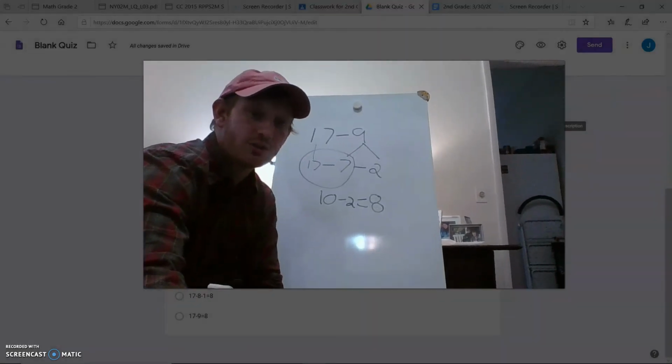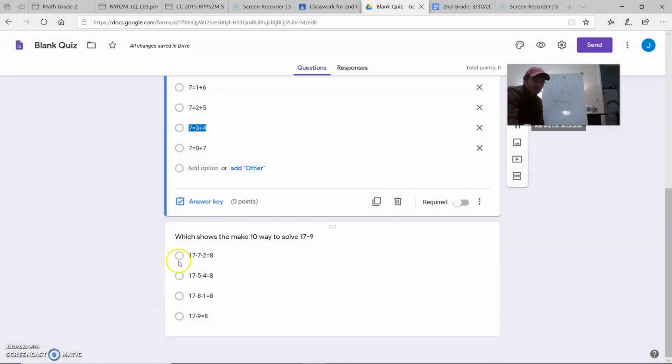So let's see if any of those fit. We have 17 minus 7 minus 2 equals 8. There we go. We found our answer. It's number 1. Just to double check though, because on a multiple choice problem, you want to check every answer. Let's look.